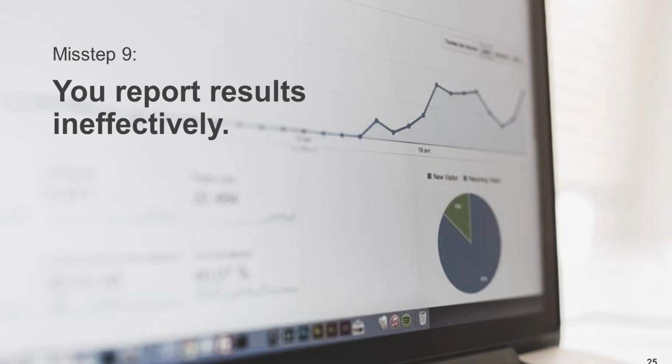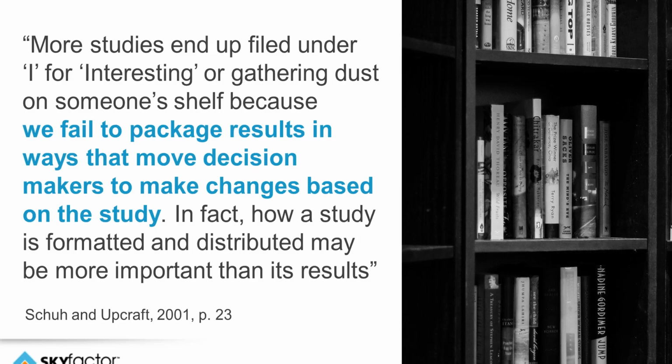Sorry. So it's that notion of you report out the results, you share the results in a way that doesn't move people. And this can look a lot of different ways. This can be the notion of Schuh and Upcraft. I love this quote, and it's getting so dated, I'm going to need a new one. But I mean this notion of it ends up on somebody's shelf, it ends up in a binder, because we fail to package the results in a way that moves decision makers.